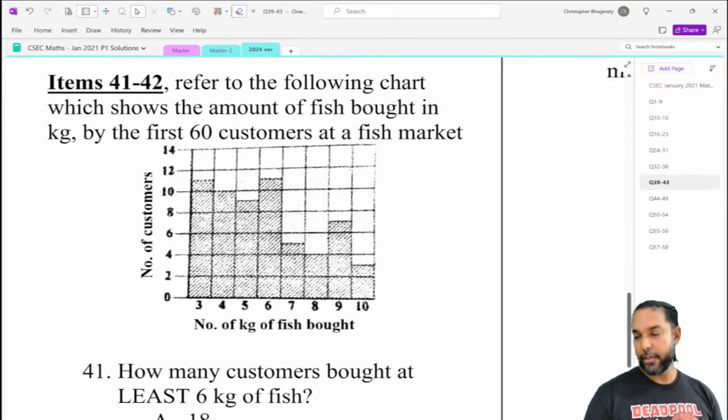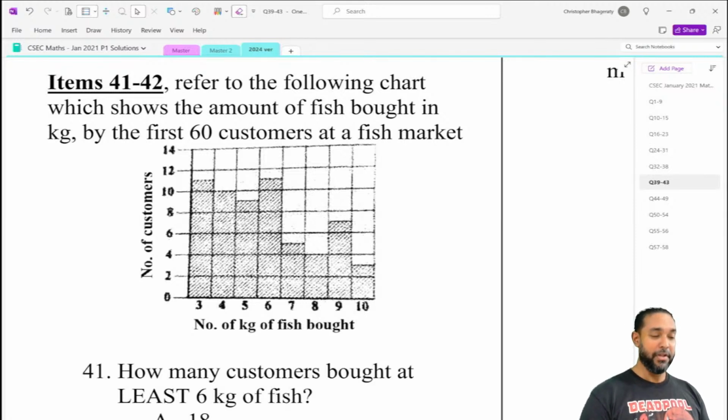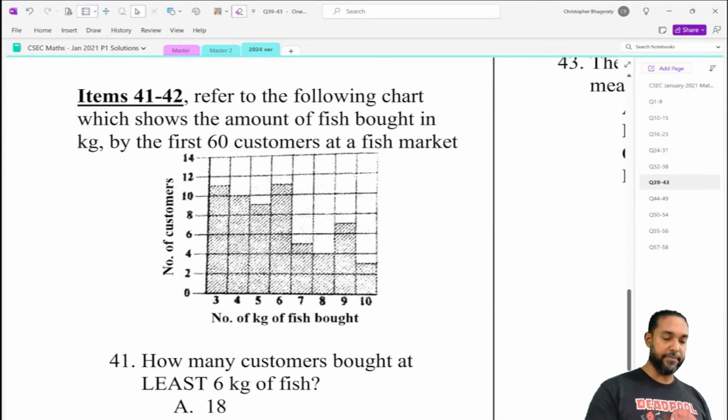This one, I think I'm reading wrong. Item 41 and 42 refer to the following chart, which shows the number of fish, in kilograms, bought by the first 60 customers at the fish market. So you have the number of kilograms of fish bought, and there's the number of people who bought it.